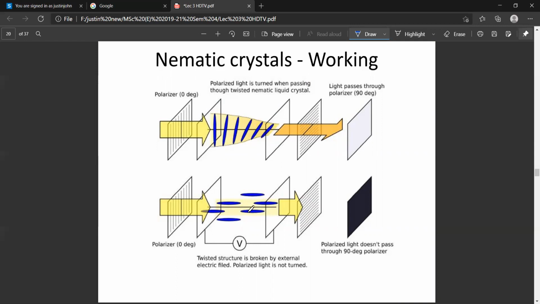Suppose you are giving a voltage, then the twisting of these nematic crystals is untwisted. The twisting is distorted. So what happens? The light cannot pass through the nematic crystals because the vibration of the light is not parallel to the orientation of the crystal. So no light will come out of the last crystal. So using this technique, you can create darkness and you can create brightness. This is how a nematic crystal works.